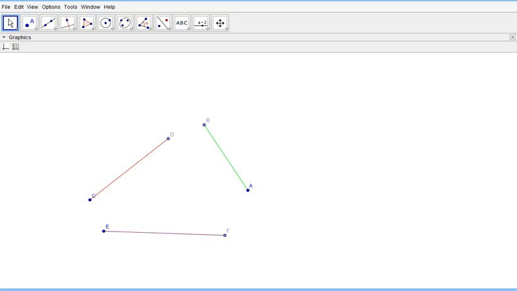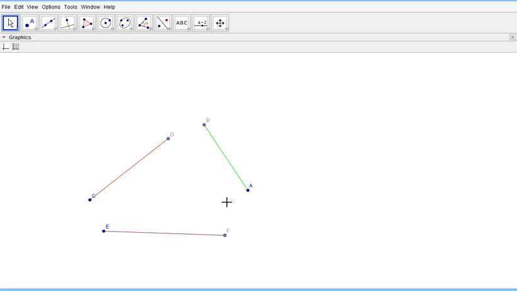Once again, we're back on GeoGebra, of course, and we're going to talk about three different types of triangle congruence. Last time we talked about regular congruence, so now we're going to talk about triangle congruence. Now, the first one is called SSS, side, side, side.